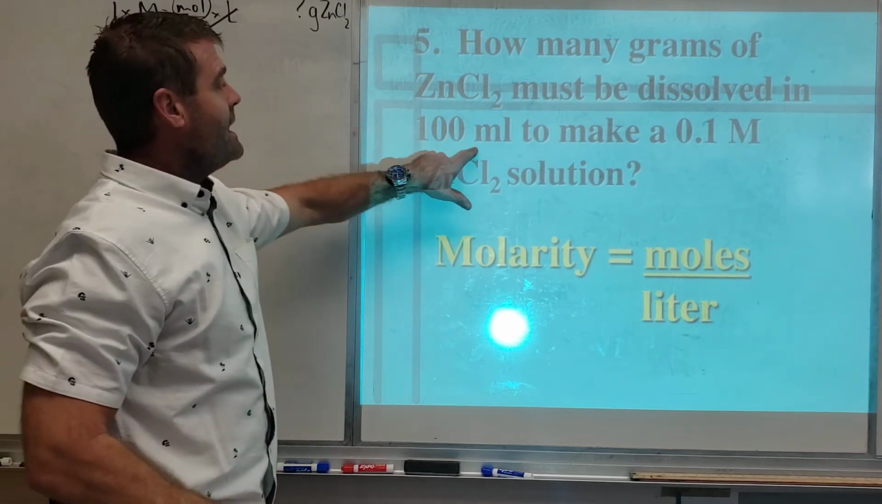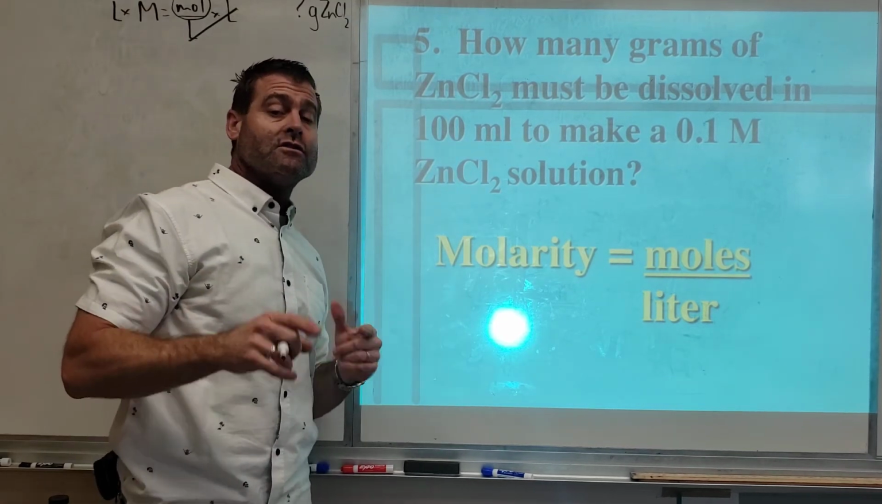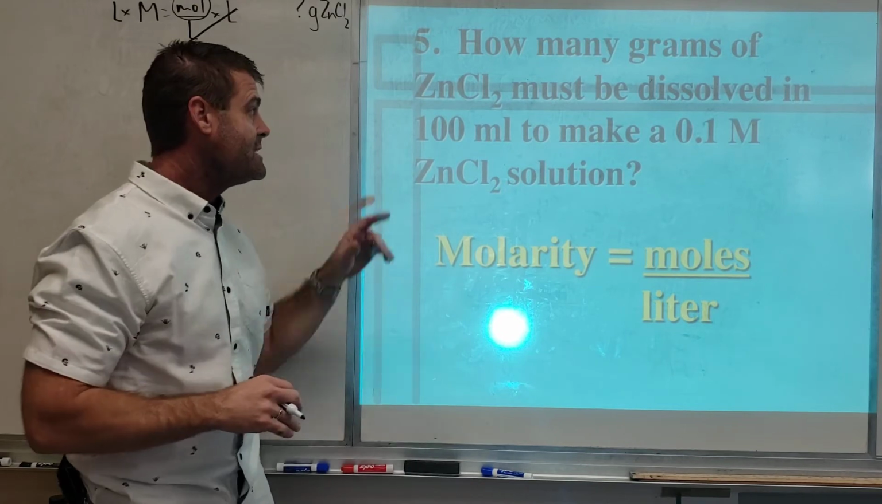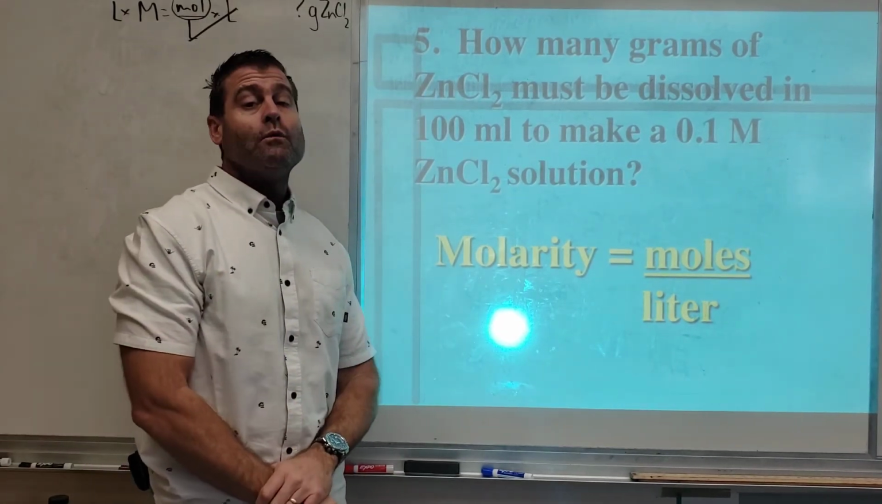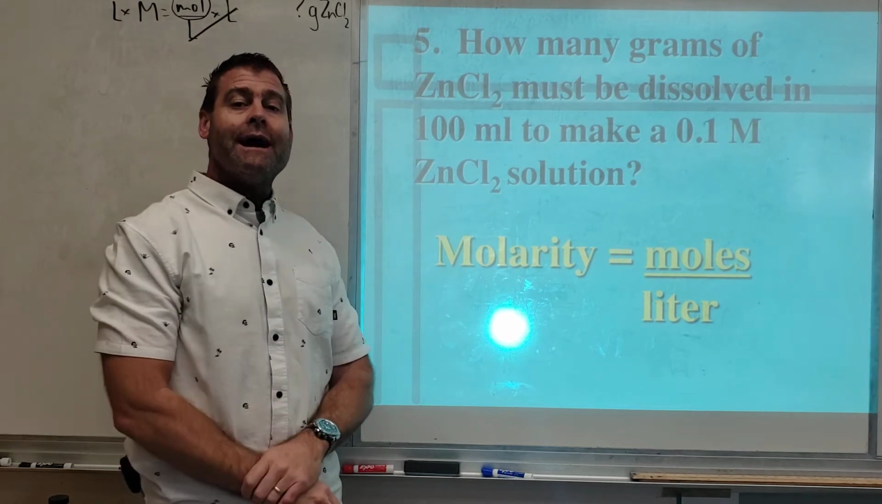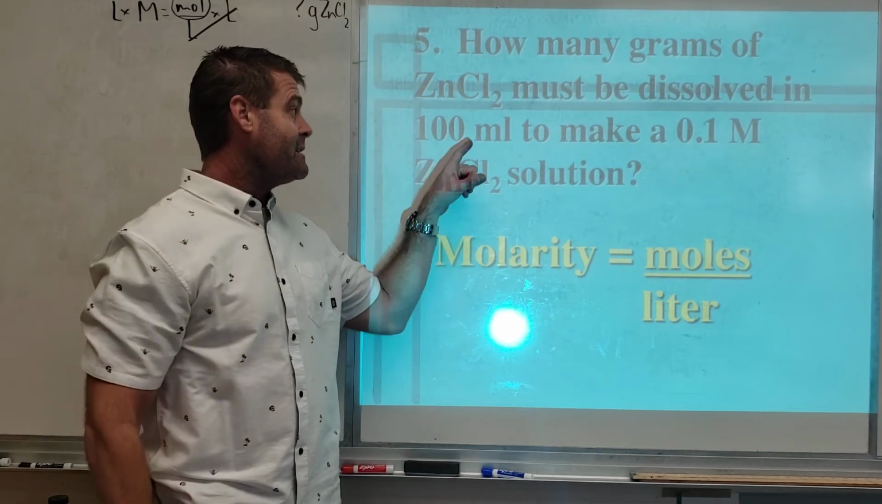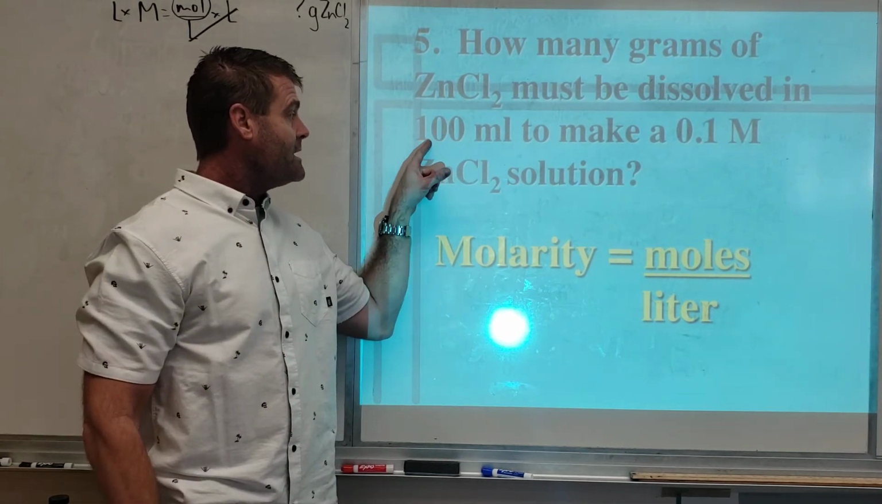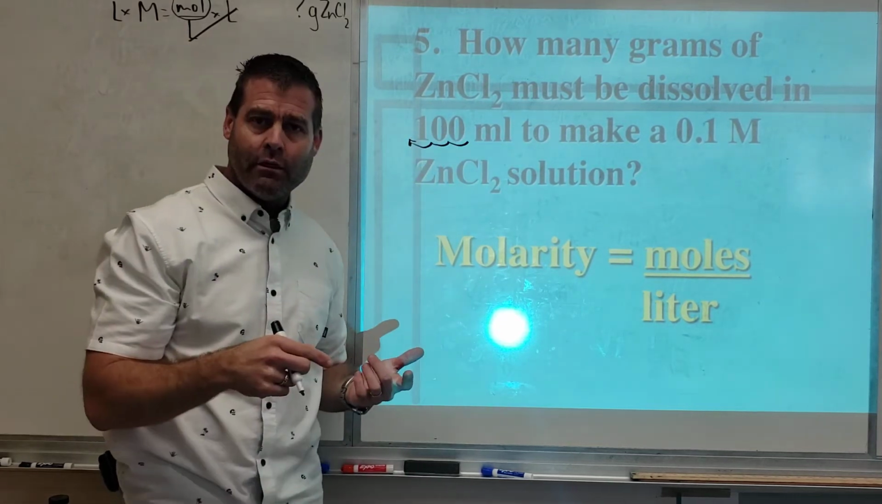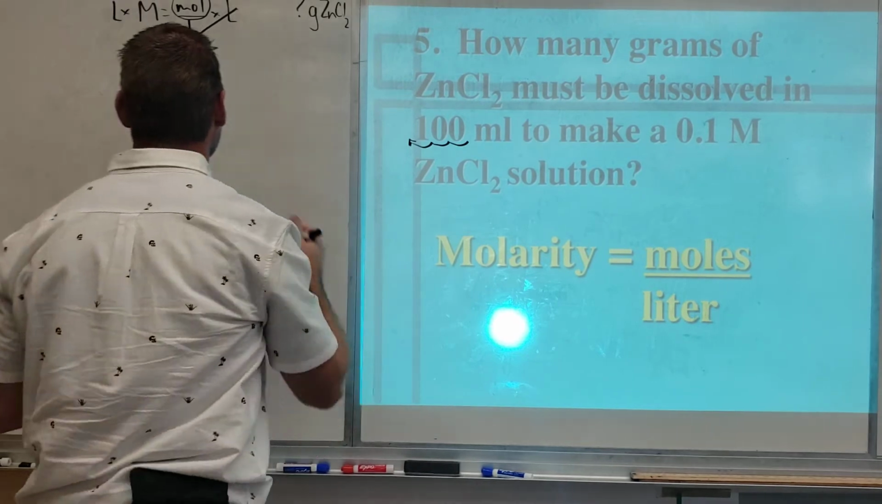Once again, I know I have 100 milliliters of solution. Remember, it's 1,000 milliliters in a liter. It just helps to know some of those conversions. Once again, what do you do to convert from milliliters to liters? You're going to just divide by 1,000. 3 zeros in 1,000, 3 factors of 10. I'm going to move the decimal over 3 places. So 100 milliliters is 1/10 of a liter, or 0.1 liters.